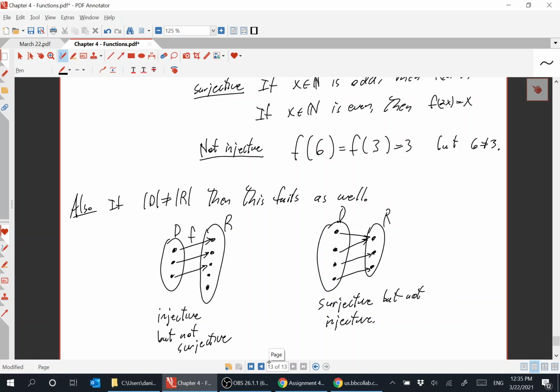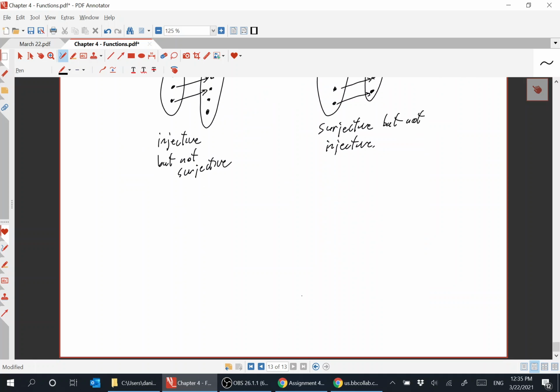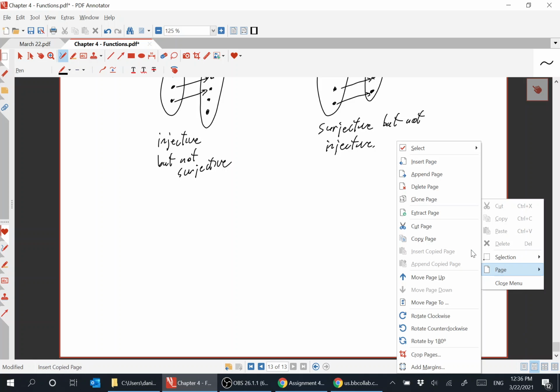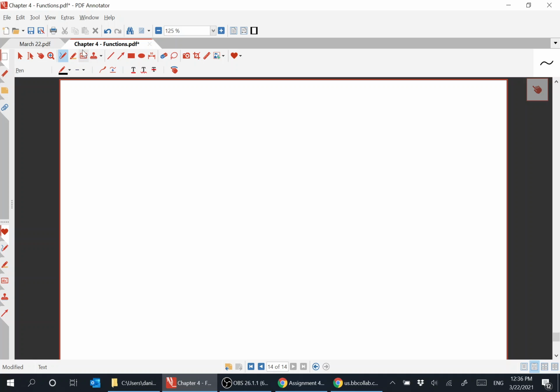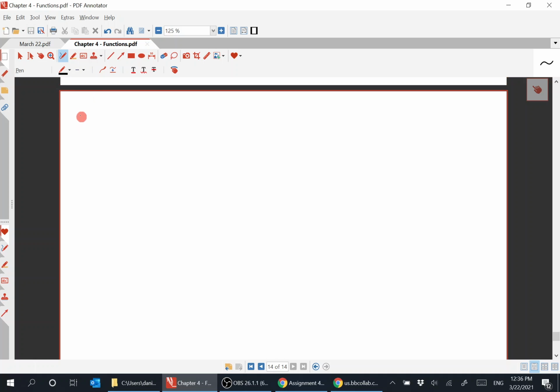Okay, so just a word of caution about that statement there. Surjective and injective mean the same thing when the domain and the range have the same size and are finite. But same size and infinite, no. All right, proof.